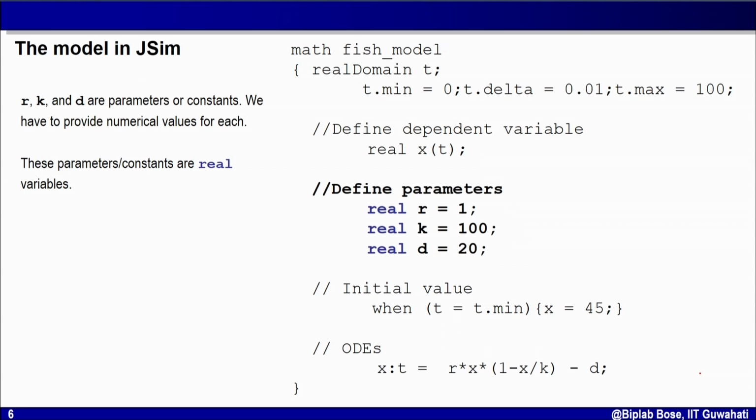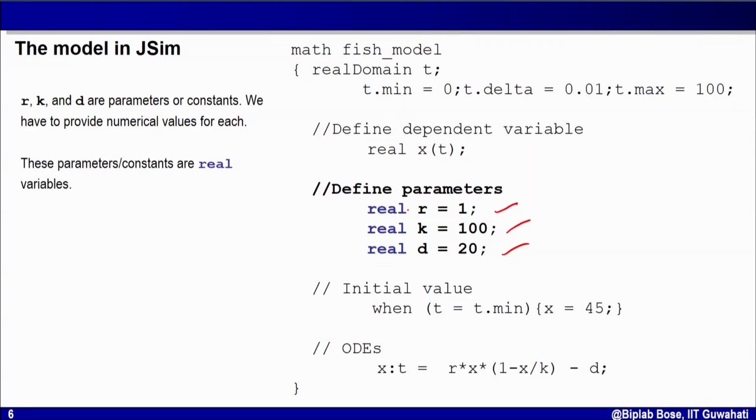Now we have to define the parameters, the constants. Remember, our model has 3 constants or 3 parameters, R, K and D. Here I have defined R equal to 1, K equal to 100, D equal to 20. You can choose any other value depending on your purpose. And in fact, during the simulation also, you can change the values. Now these parameters are real valued. That's why the term real is written in front of them.